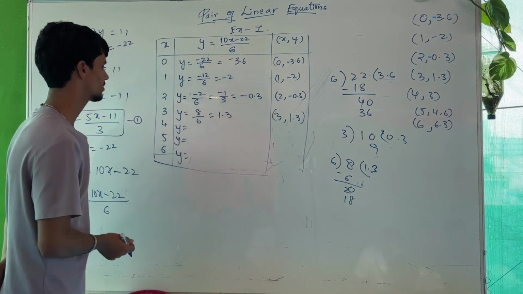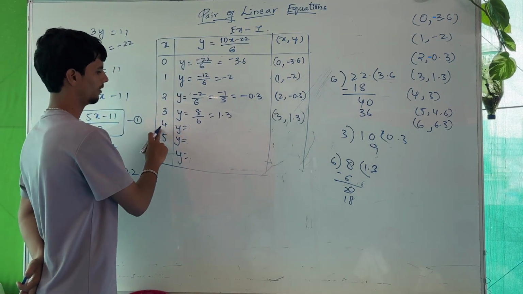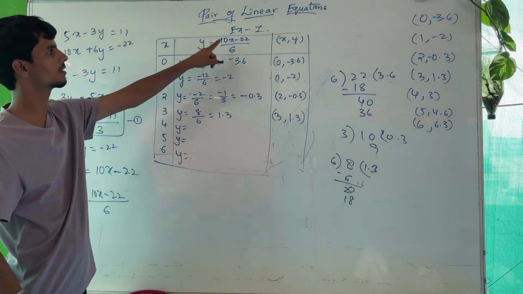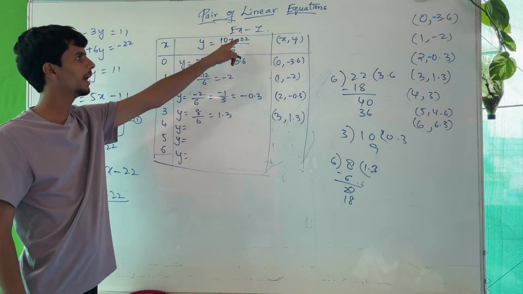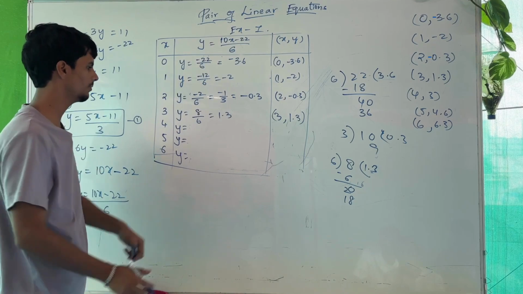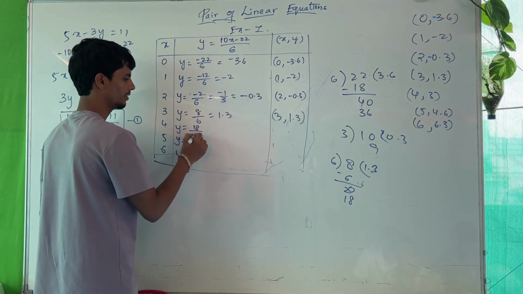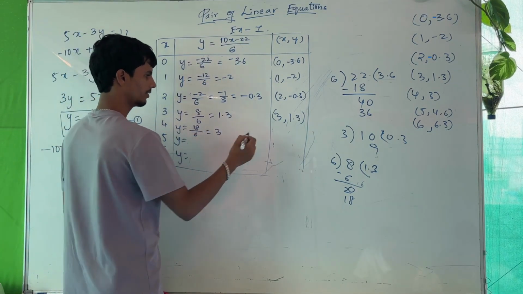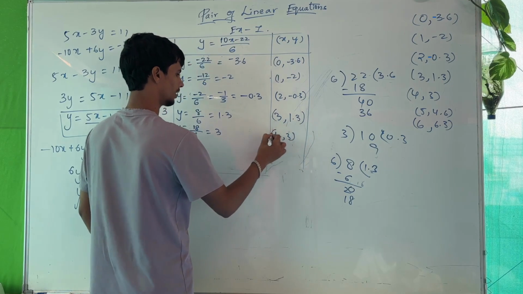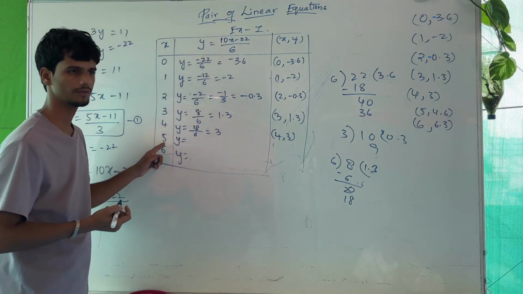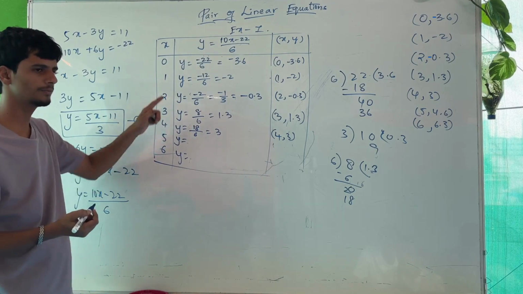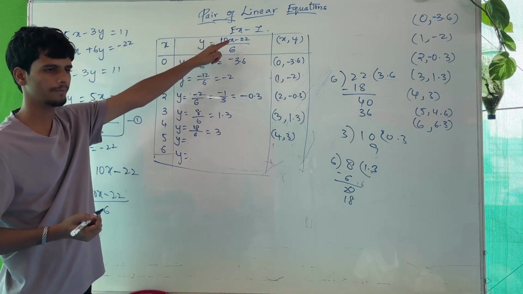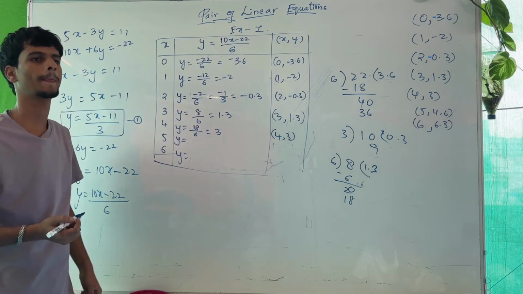Okay. Next, place the 4 in place of x. 10 into 4 will be 40. 40 minus 22 will be 18. Is it? 18 by 6, which is equal to 3. So that is 4 comma 3. Next, place 5. Rashmita, please say. Place 5 in place of x. 10 into 5 will be 50. 50 minus 22.